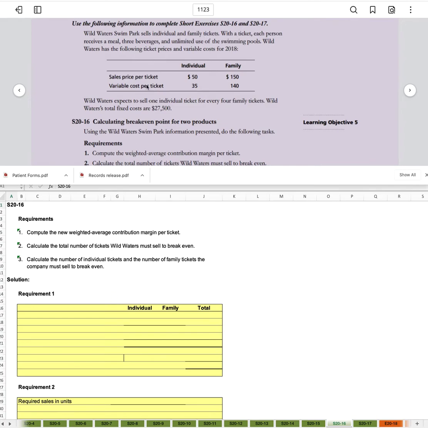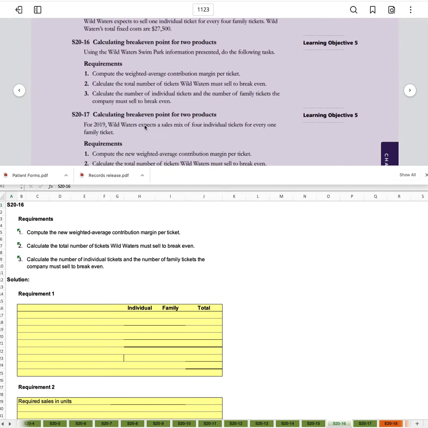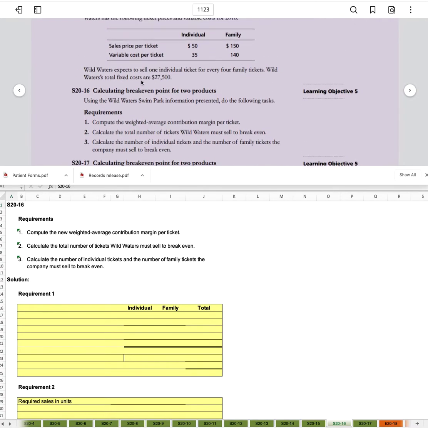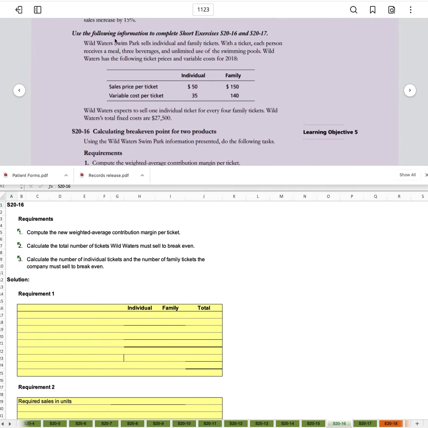Different problems this time. Calculating break-even point for 2 products. Well, maybe we'll just do it once. Let's see. We'll get the first one done and then we'll see. But for both problems, it tells us to refer to the same information.